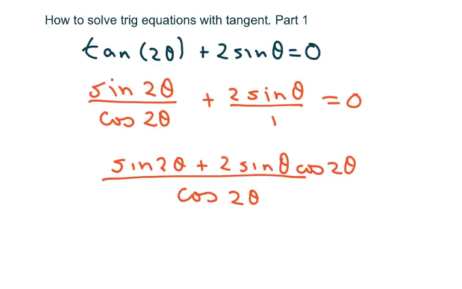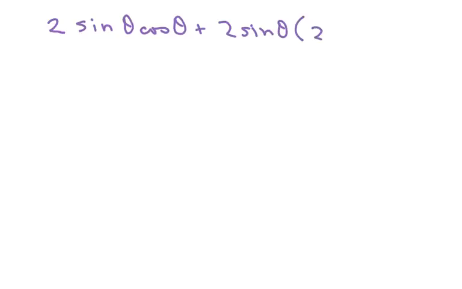And I think the next thing I'm going to do is go ahead and write this cosine of 2 theta as your double angle identity, 2 cosine squared of theta minus 1. So on the next page I'm just going to substitute that, and then we'll simplify even further. So we get 2 sine of theta cosine of theta plus 2 sine of theta, and this is where I'm going to do the substitution: 2 cosine squared of theta minus 1 equals 0.